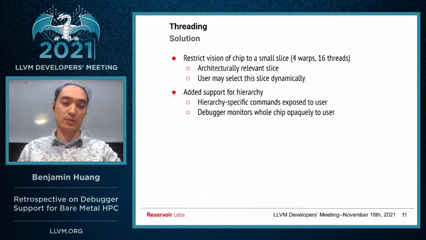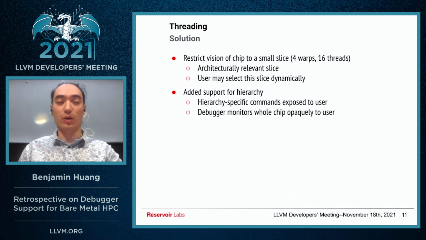So our solution for this was twofold, really. First, we basically restricted the vision of the chip to a small slice at a time. So the user can only really look at 16 threads at a time. And these slices chop up the chip into architecturally relevant slices. And we allow the user to select this slice dynamically so that at one time, they can only really see a small portion of the chip, but if they desire, they can look across the entire chip by changing what slice they're looking at. Additionally, we had to add support for this hierarchy, especially within the backend.